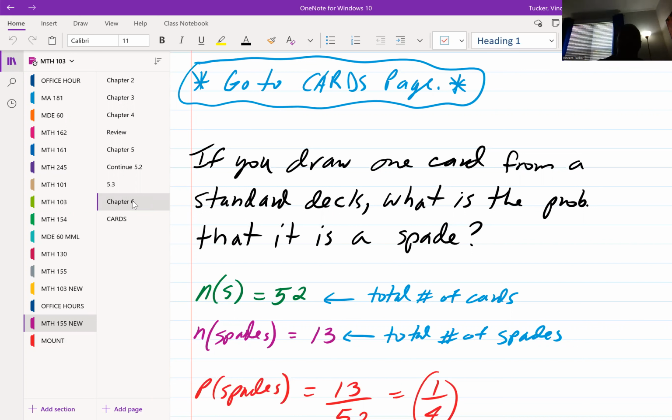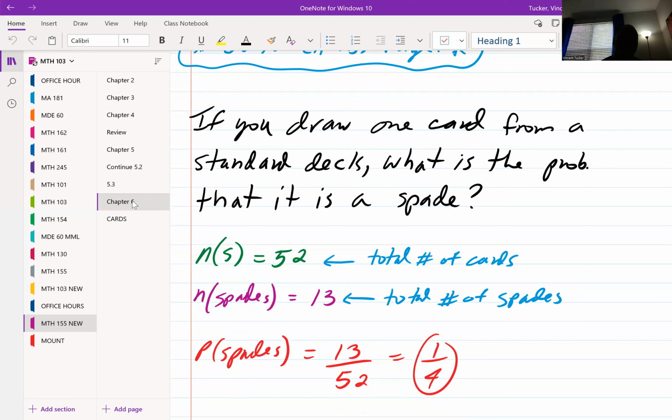Then we need the total number in our event. Our event is picking a spade. So there are 13 spades in the deck. So the total number of spades is 13. And once you have those two numbers, you essentially have the answer, because what you would do is take the number of spades over the number in your sample space, that's 13 over 52. And then from there, it will reduce down to 1 over 4.